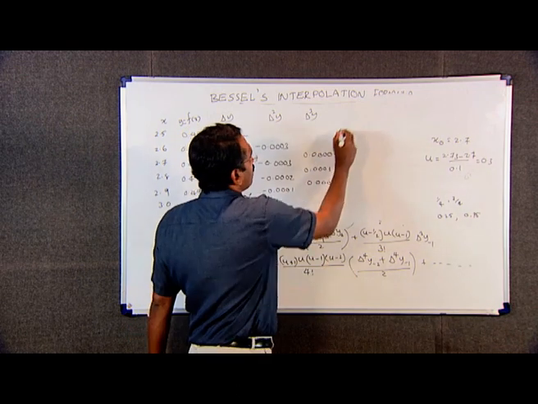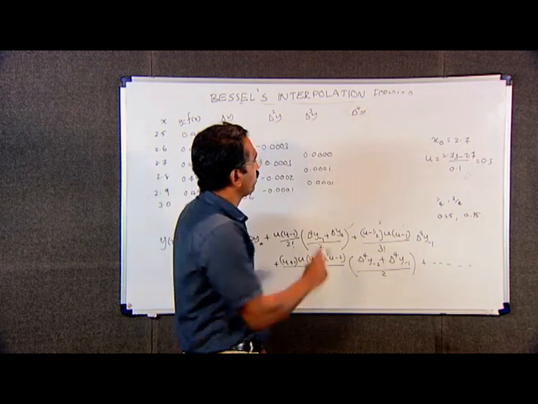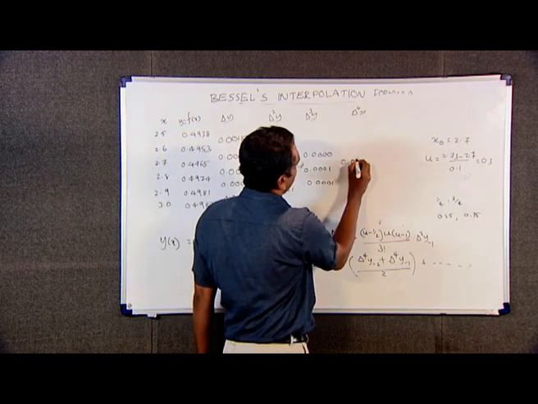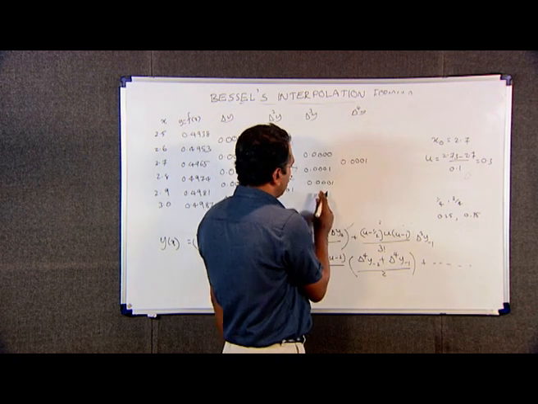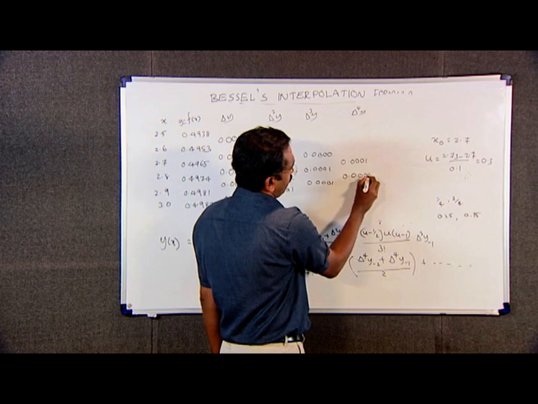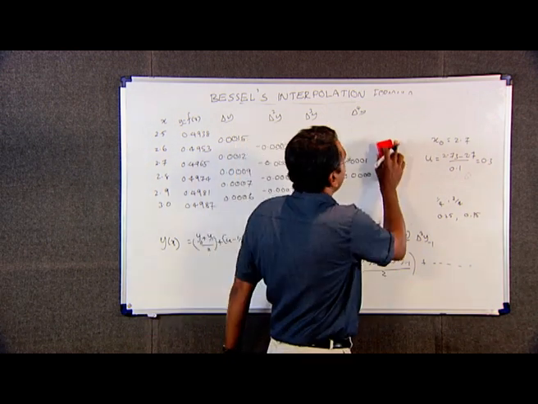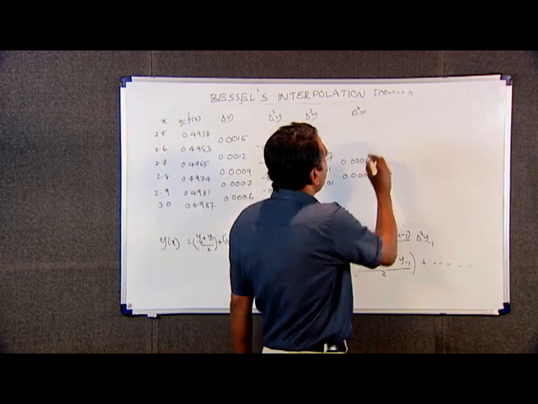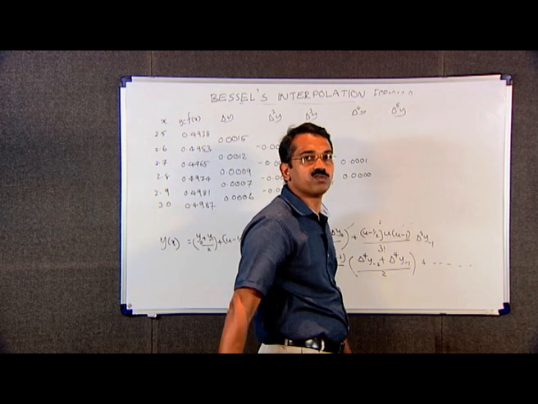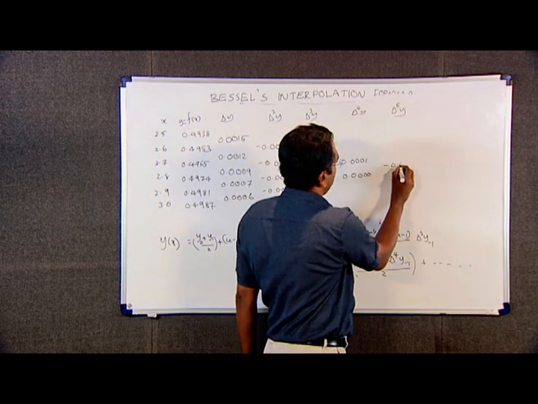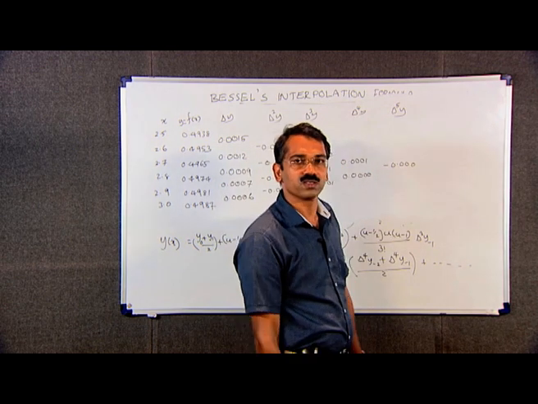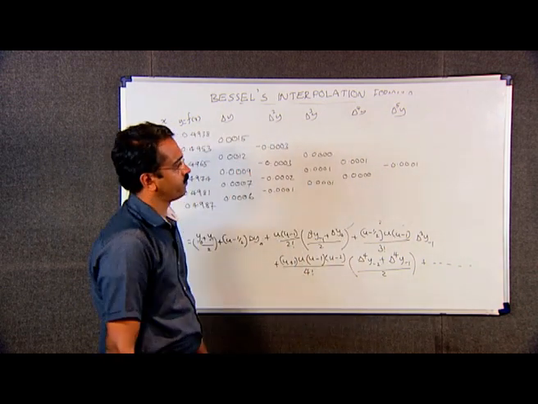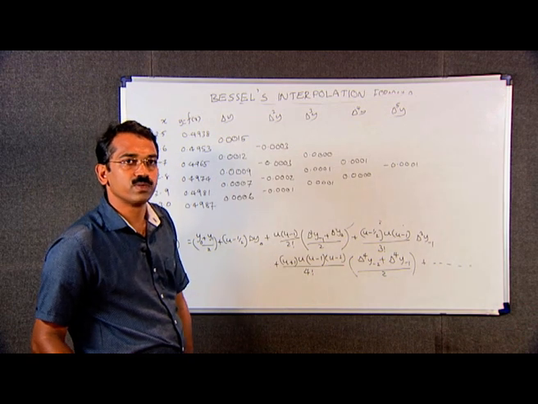The fourth order differences are delta raised to 4 y, which are 0.0001 minus 0, meaning 0.0001, and this is 0. And the fifth order difference is delta raised to 5 y, which is minus 0.0001. This is the corresponding difference table.